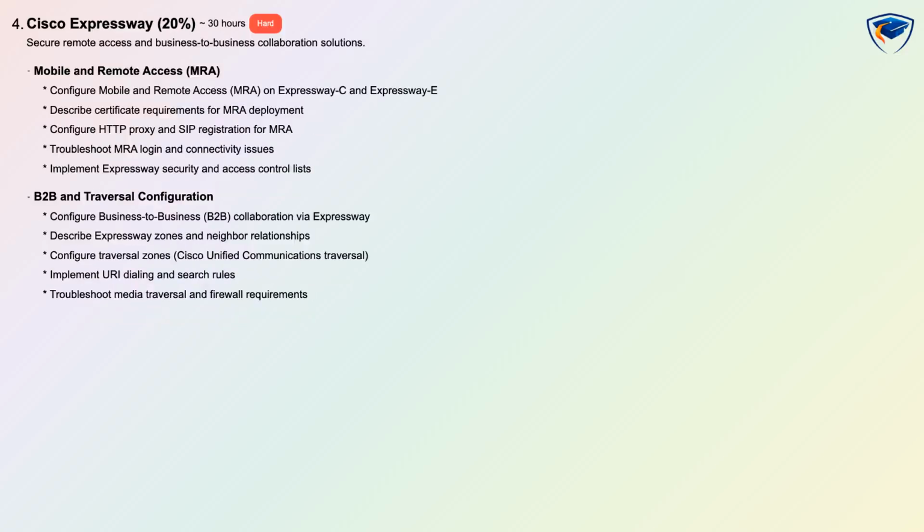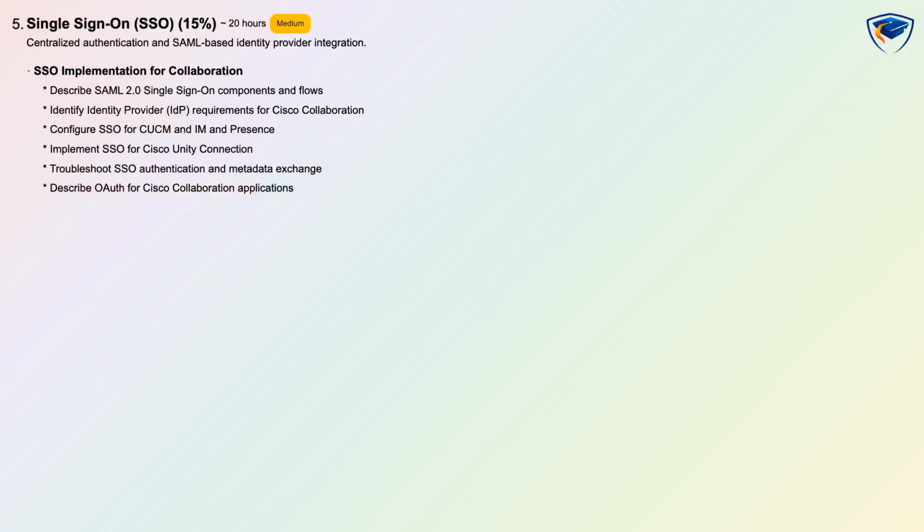The fourth domain is Cisco Expressway, which focuses on secure remote access and business-to-business collaboration solutions. You'll learn how to configure mobile and remote access, or MRA, on Expressway C and Expressway E, describe certificate requirements, configure HTTP proxy and SIP registration, and troubleshoot login and connectivity issues. Additionally, you'll learn how to configure business-to-business collaboration via Expressway, describe zones and neighbor relationships, and implement URI dialing and search rules.